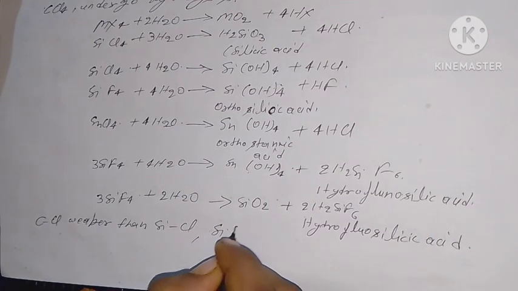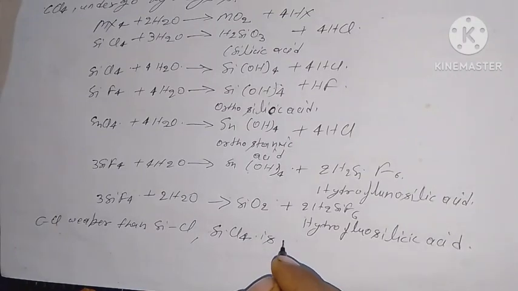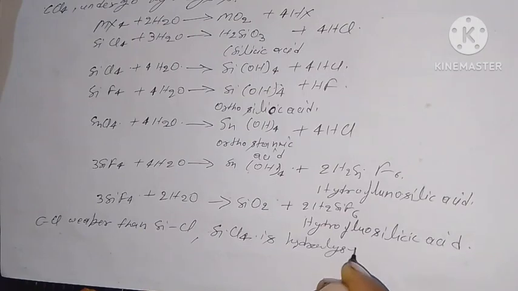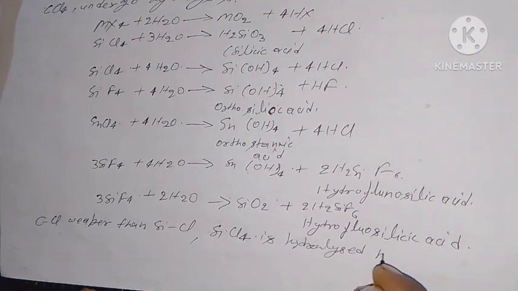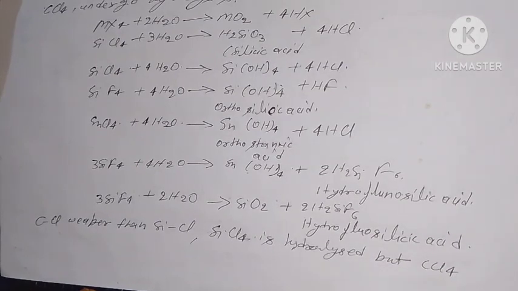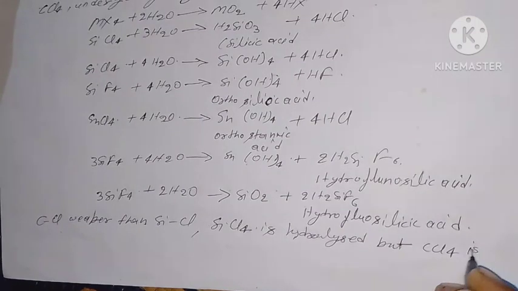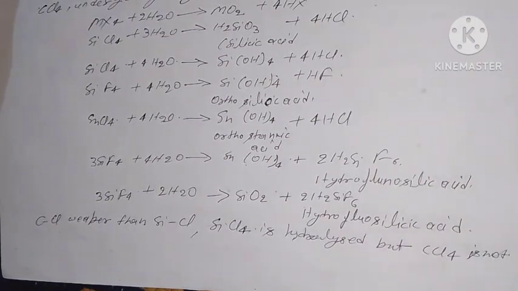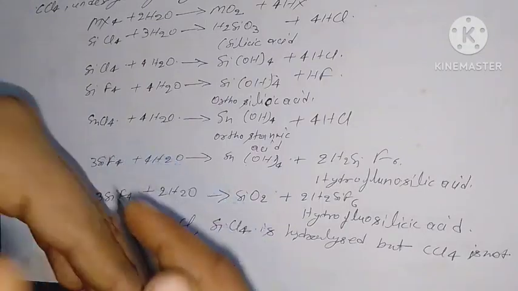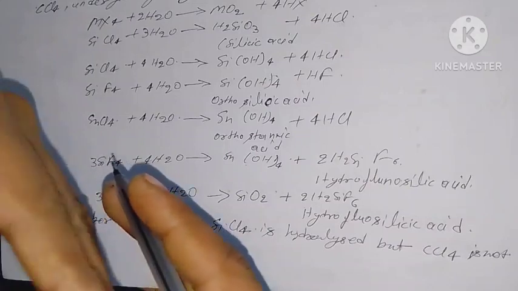Silicon tetrachloride is hydrolyzed, but CCl4, carbon tetrachloride, is not hydrolyzed. This is due to the presence of d orbitals in the outermost configuration of silicon and the absence of d orbitals in carbon.